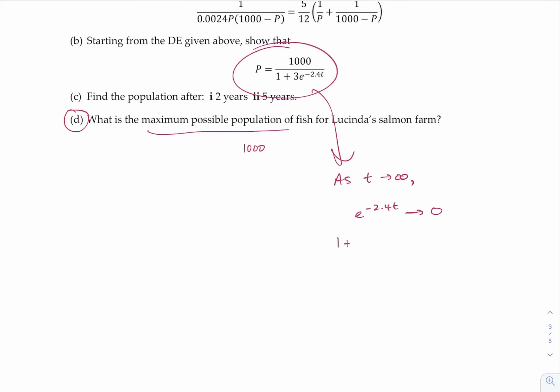So 1 plus e, right, approaches 1, and so 1,000 over 1 plus e to the negative 2.4t approaches 1,000 over 1, which is 1,000, and what we have on the left hand side is simply p, right? So p approaches 1,000. I'd just like to remind you of this style of working because it helps you to do any question where you're looking for a long-term value.